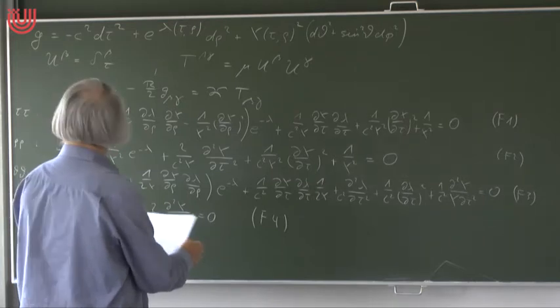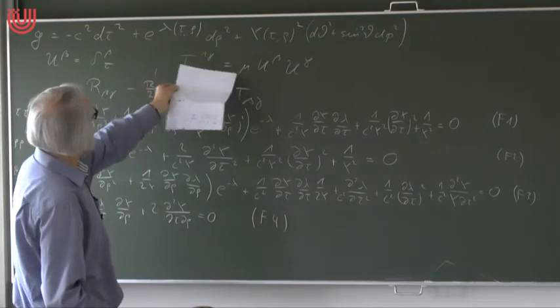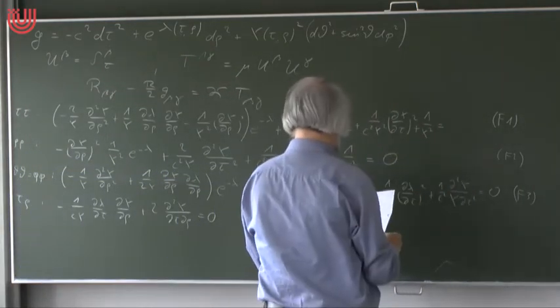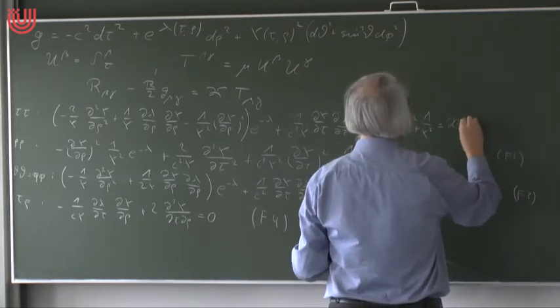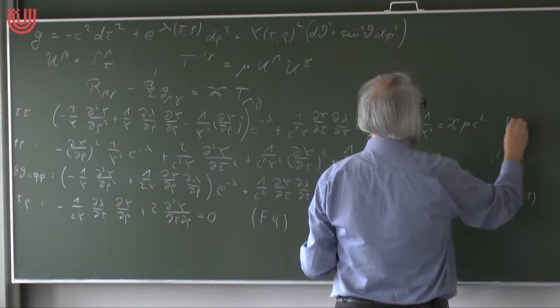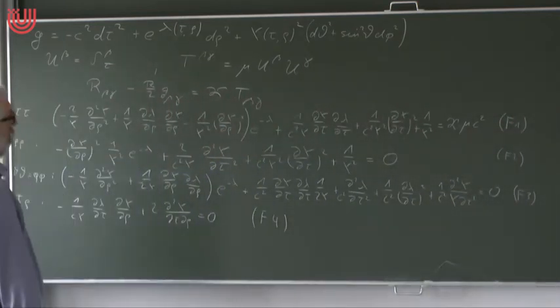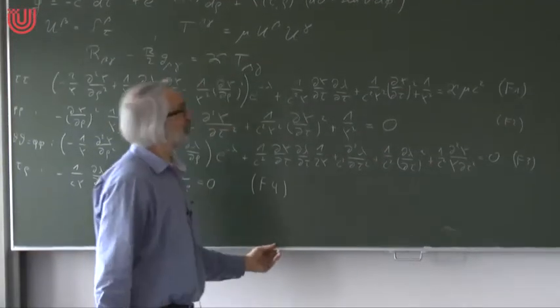This certainly cannot be a 0 in the tau-tau component. You should have protested. In the tau-tau component, we should have the mu on the right-hand side. So this must be kappa mu c squared. Oops. So that's the only equation where I have a non-vanishing right-hand side. Okay, and that's the system of equations we now have to solve.